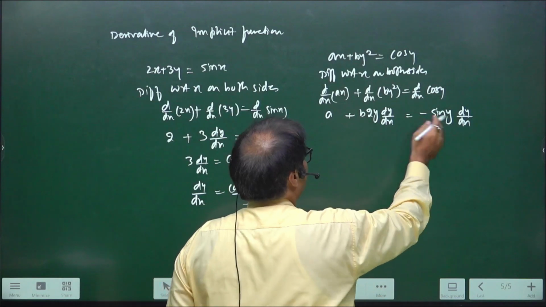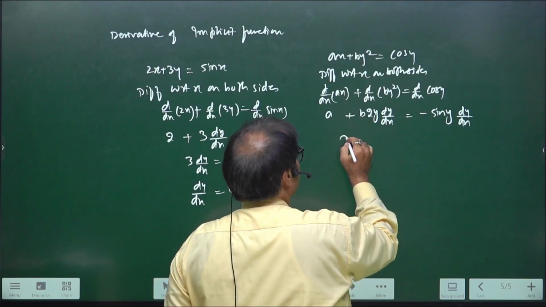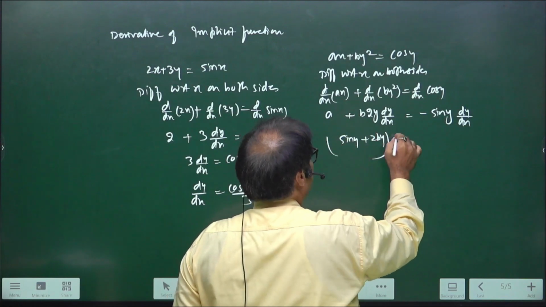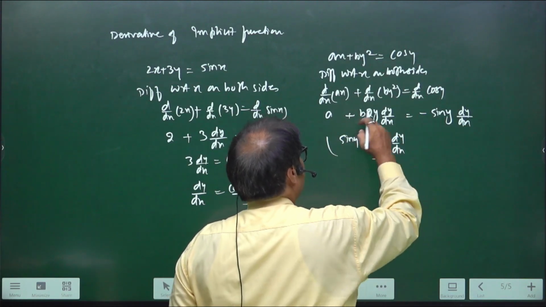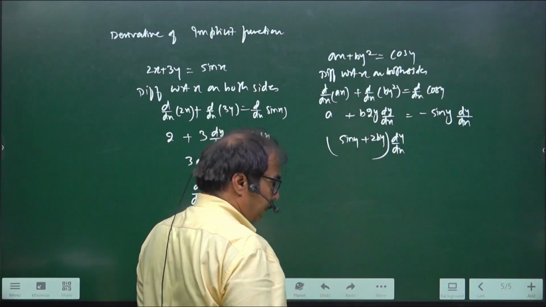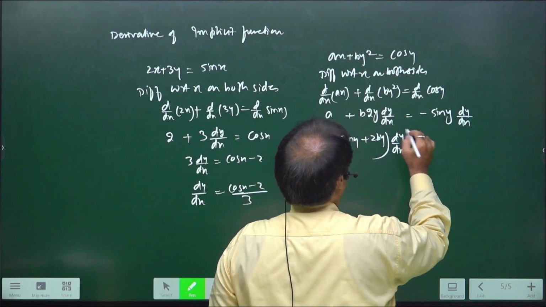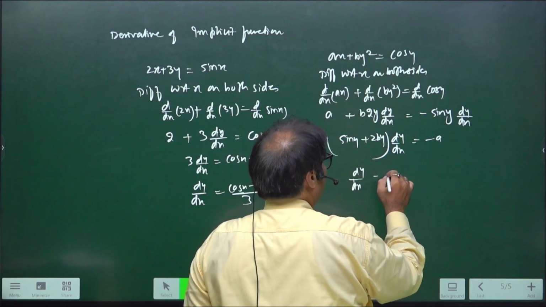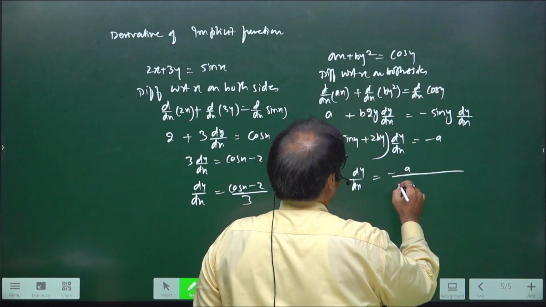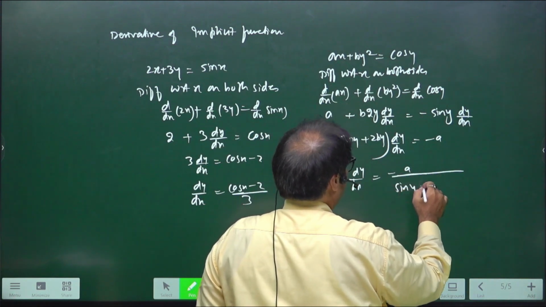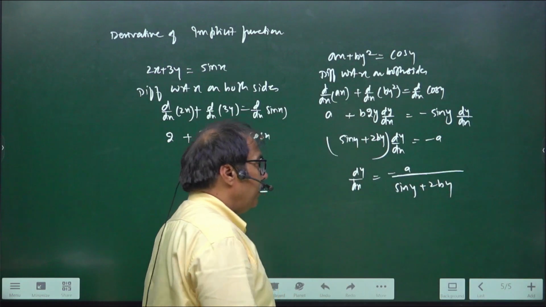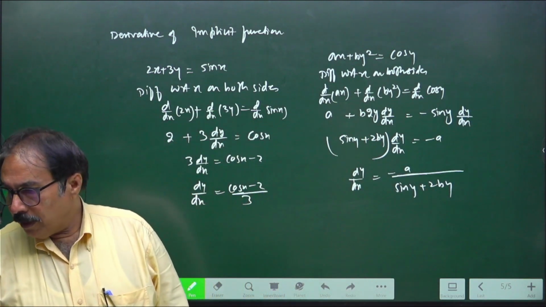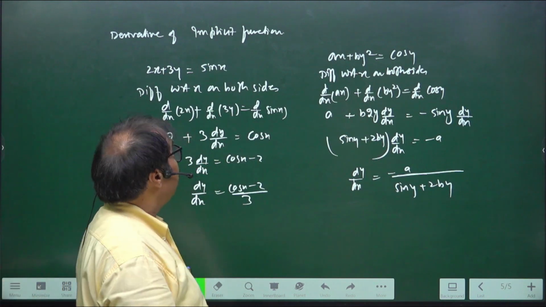If we do the like terms, then sine y plus 2by, and now I am taking dy by dx as common. We have transferred this side and then taken dy by dx as common, and this is minus a. So finally dy by dx is equals to minus a upon sine y plus 2by. This is the final answer of this question, right? Okay, one more question I will take.